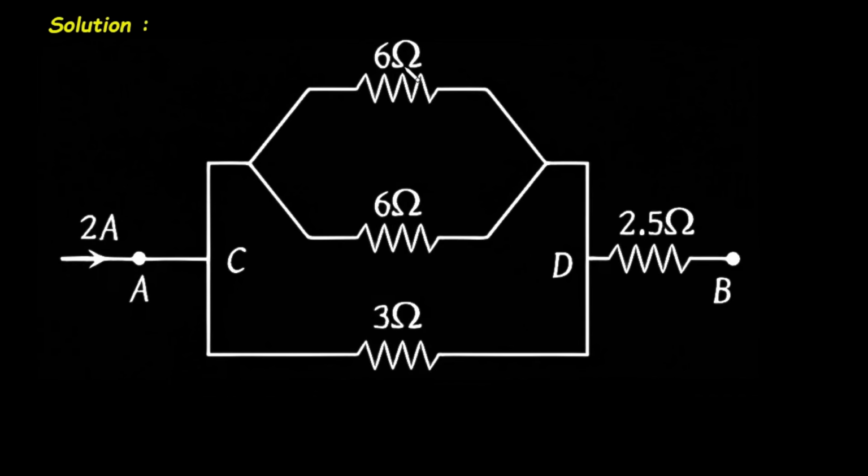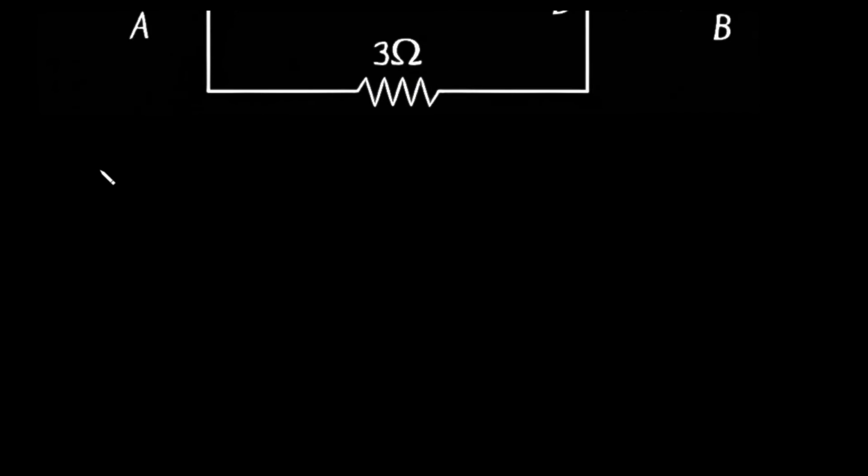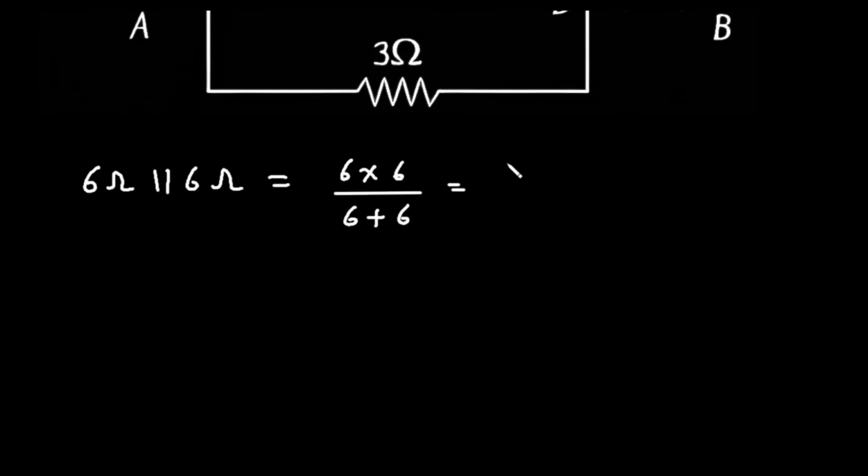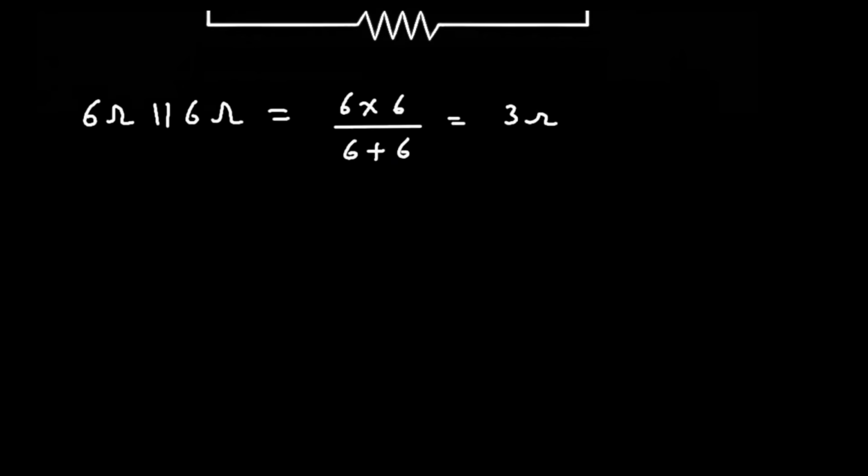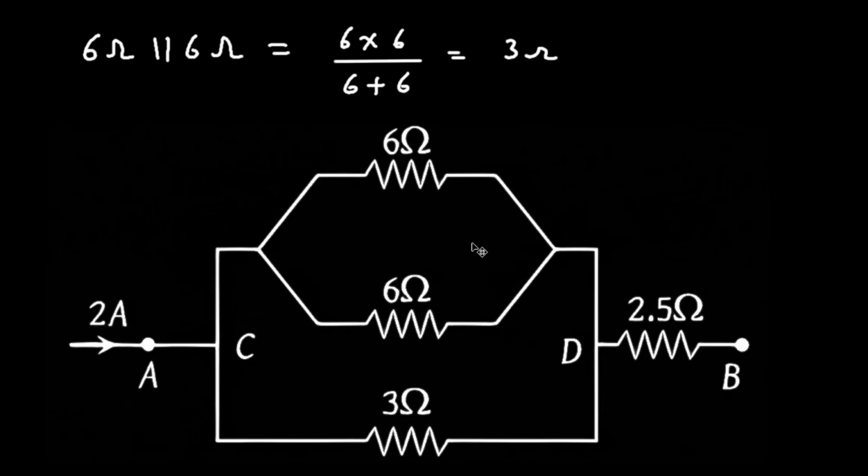Now here we can clearly see this 6 ohm and this 6 ohm, they are connected in parallel. So let's solve this. 6 ohm parallel with 6 ohm. It will be 6 into 6 divided by 6 plus 6. If we solve this we get 3 ohm. Now we can replace these two resistors by a single resistor with 3 ohm value.